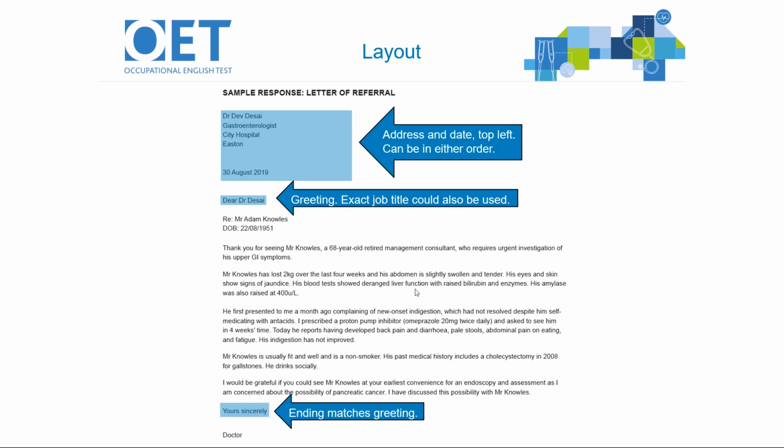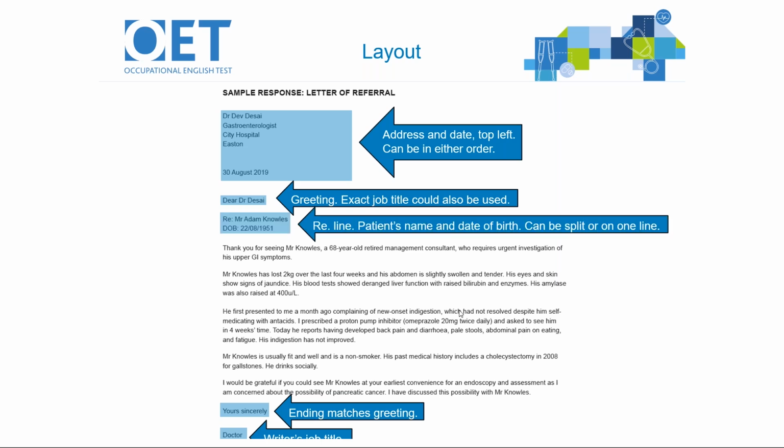At the bottom of the letter, we have the ending, yours sincerely, and then your job title as the writer, which is, of course, doctor here. And then under the greeting, back towards the top of the letter, we have the RE line, which includes the patient's full name and their date of birth.